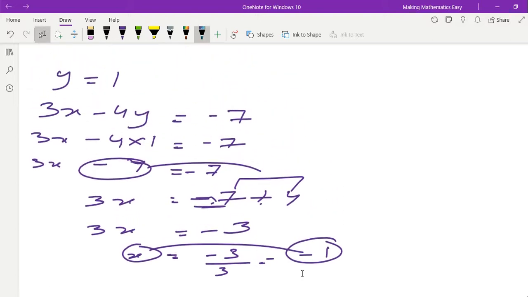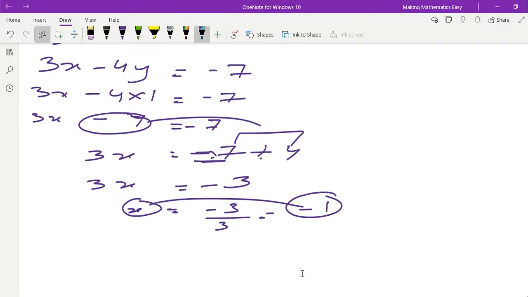Okay, now let's see it the other way. What if you make y as minus 1? If you make y as minus 1, this will become minus minus plus, this will become 11, and then it will go again minus, so that will not help us.